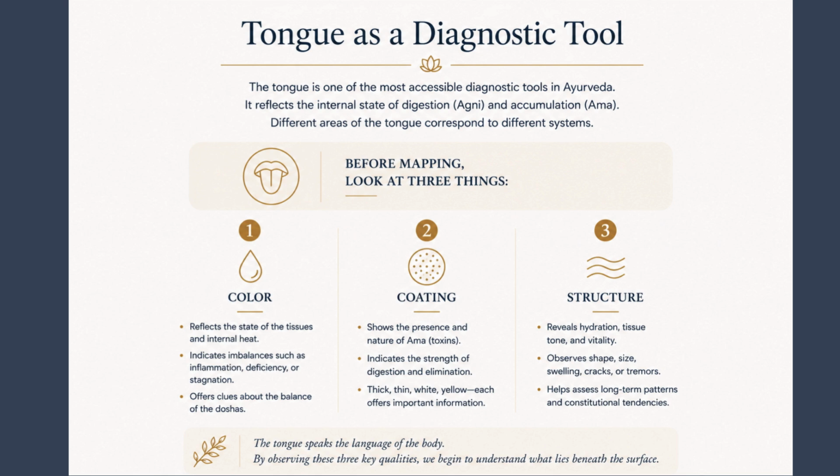Now we're going to move on to the tongue as a map. The tongue is one of the most accessible diagnostic tools we have. It reflects the internal state of digestion and accumulation, not in a symbolic way, in a functional way. Different areas of the tongue correspond to different systems. But before you even get into mapping, you look at three things: color, coating, and structure. These things alone can tell you a great deal. I'll go ahead and pause here for you to screenshot this as well.